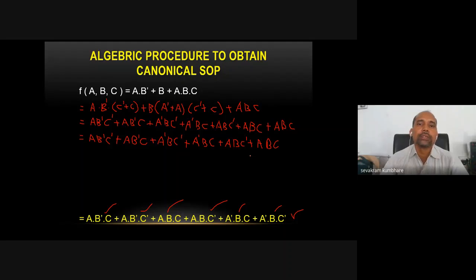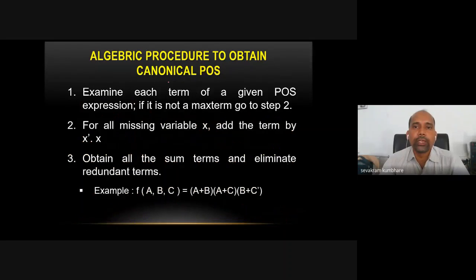Similarly, you can go for obtaining the canonical POS form, that is product of sum form. So you have to examine each term of a given POS expression. If it is not a max term, you have to go to step 2. For all missing variable x, you have to add the term x bar dot x, obtain all the sum terms, and eliminate redundant terms. So let's take this example.